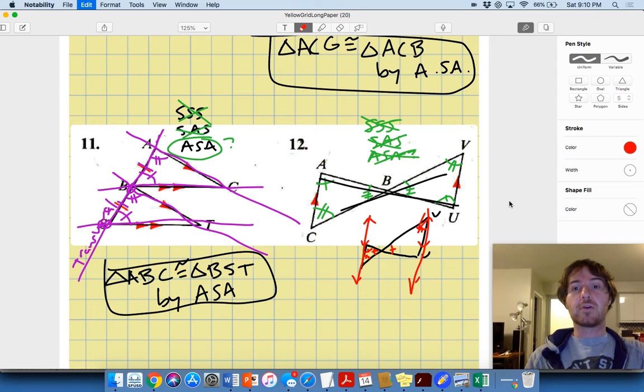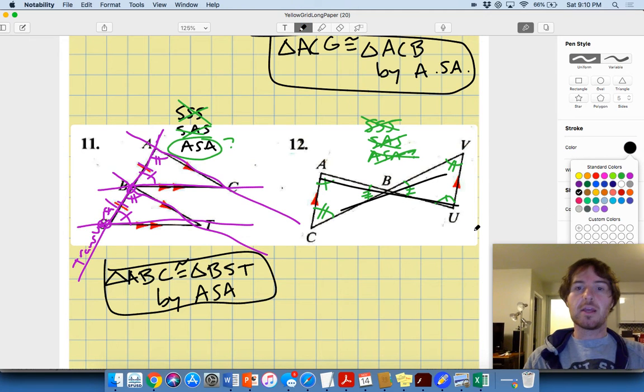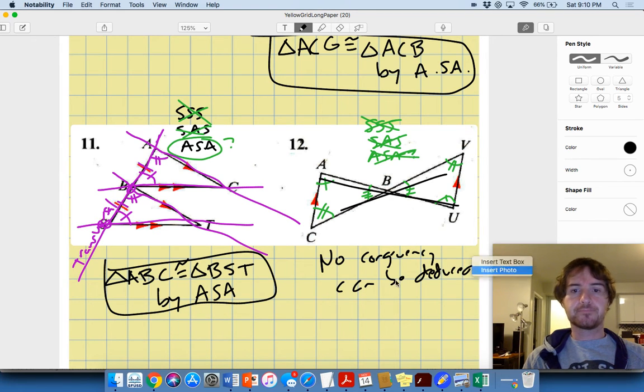Okay, so let's go ahead and write that one in. So we got it down. This one is no congruency can be deduced.